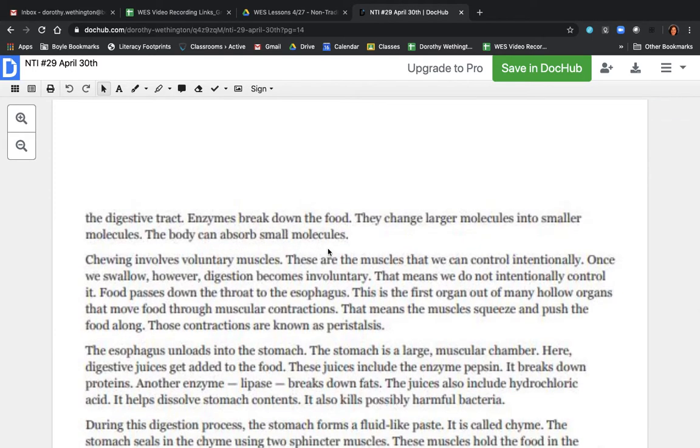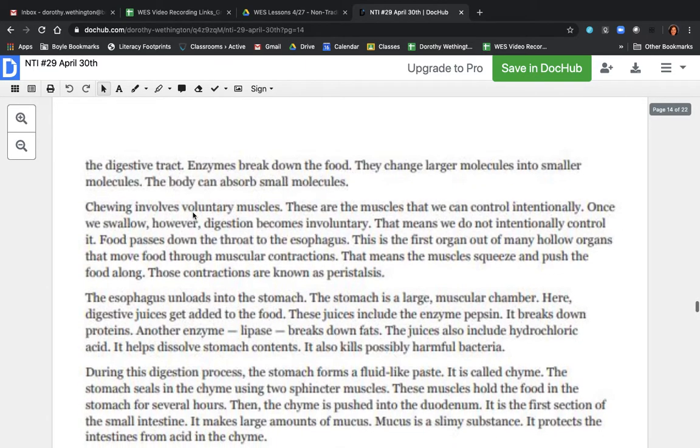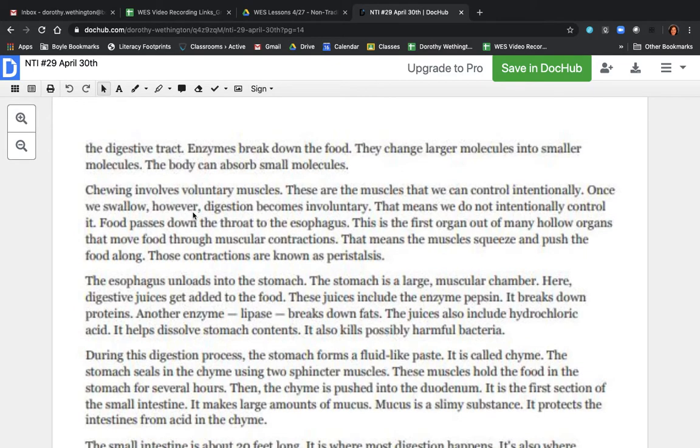Enzymes break down the food. They change larger molecules into smaller molecules. The body can absorb small molecules. Chewing involves voluntary muscles. These are the muscles that we can control intentionally. Once we swallow, however, digestion becomes involuntary. That means we do not intentionally control it.